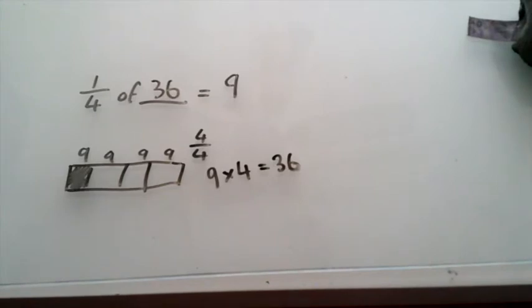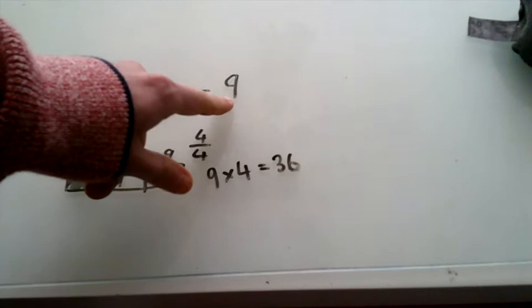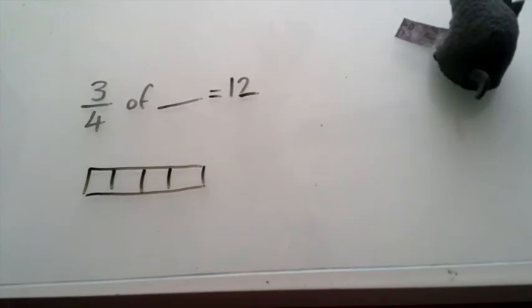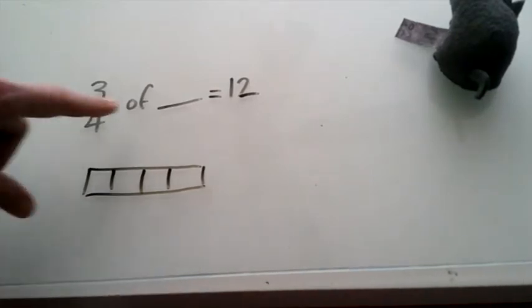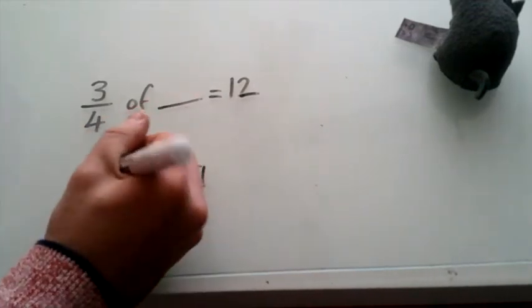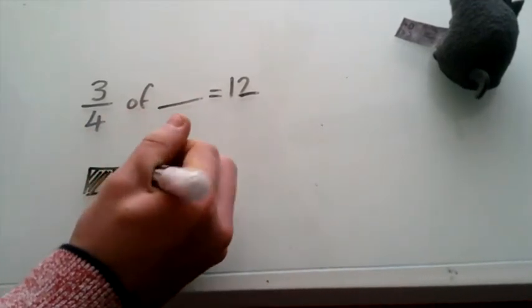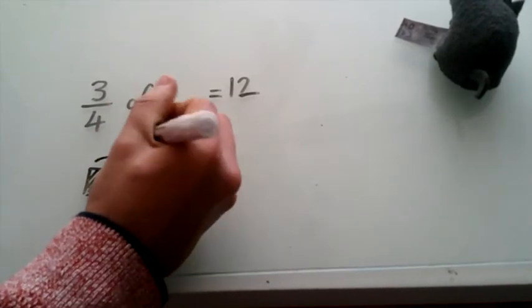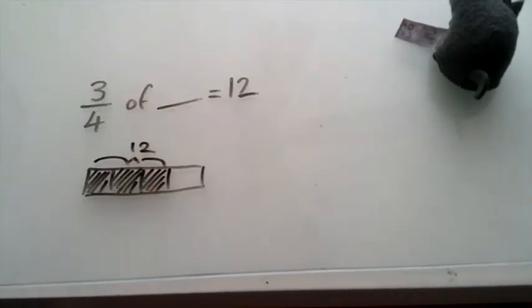So really, if you have a look at what we're actually doing without drawing a bar model, you could do 9 times by the denominator, and that would give you your amount. Now we're getting a little bit more complicated because we've got 3/4 of something equals 12. So on all the other examples we had 1 as our numerator. In this one we've got 3. So if we have a look back at our bar model, 3 segments equals 12, not just 1.